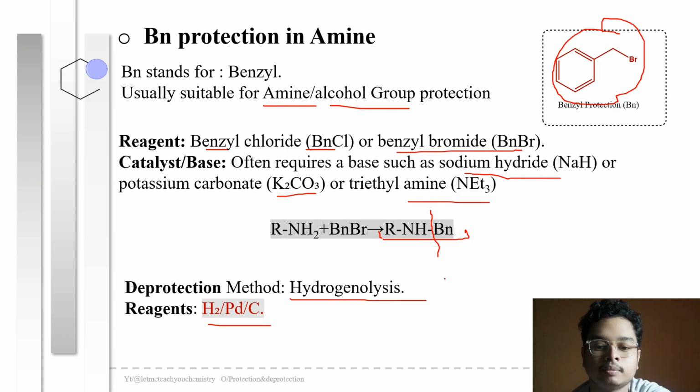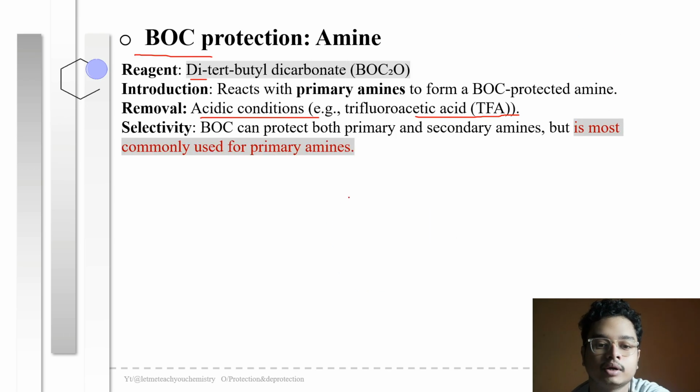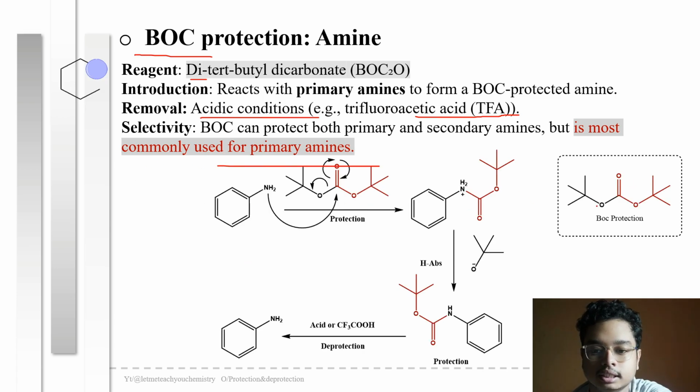Suppose you have a particular reaction where, after protection, H2 and palladium on charcoal are used for the selective reduction of some group. In that case you don't use Bn protection. At that time you should choose the Boc protection. This is commonly used for the primary amine. This is the structure of Boc, and sometimes Boc can be drawn like this.